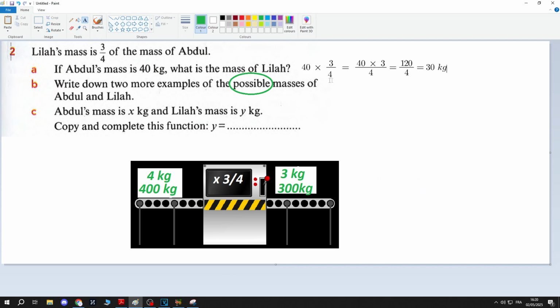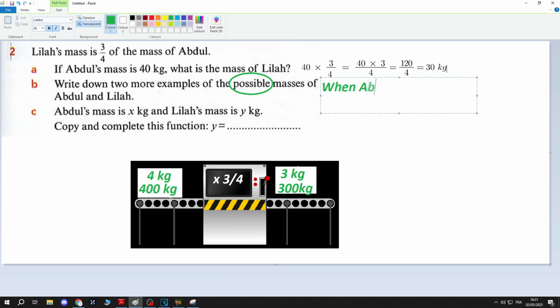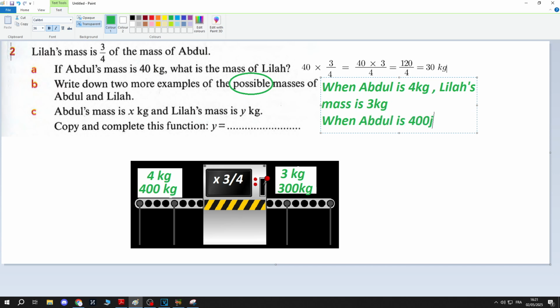And this is important because this is how you should write it down. When Abdul is 4 kilograms, Lila's mass is 3 kilograms, I'm sorry. And when Abdul is 400 kilograms, Lila's mass is 300 kilograms. So this is the answer to B.